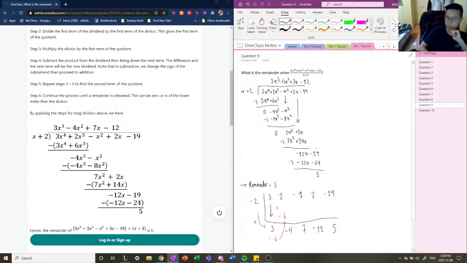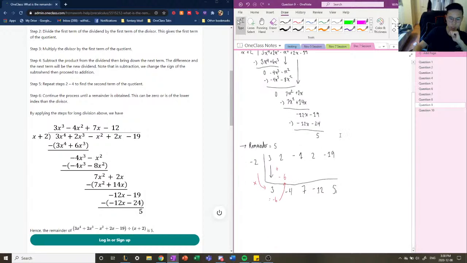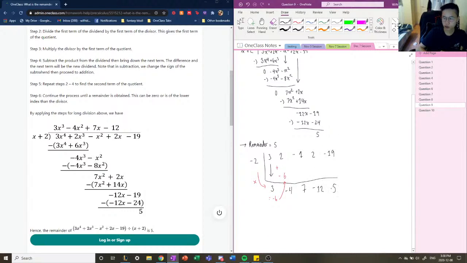Okay, so how do we read this now? The last digit that we get is going to be our remainder. If this digit is equal to 0, then we know that this is a solution, or a 0 to our polynomial. But if we have a remainder here, then this is in fact not a solution. Okay, so this is our remainder. We'll just box this off and label it r.